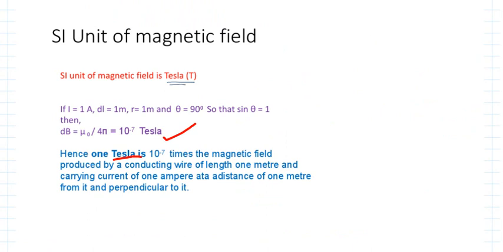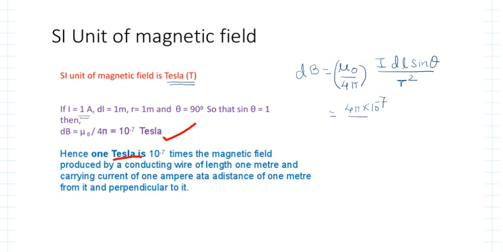The SI unit to measure the magnetic field is Tesla. Now how do we define it? What is 1 Tesla? Let's write down the formula for the magnitude of the magnetic field. Mu naught upon 4 pi, it is a numerical constant which will not have any unit, times I dl sine theta upon r squared. This is the magnitude. So if in this formula, let's say we have current I as 1 ampere, mu naught, the value was 4 pi into 10 to the power minus 7. In the denominator, we have 4 pi as it is.